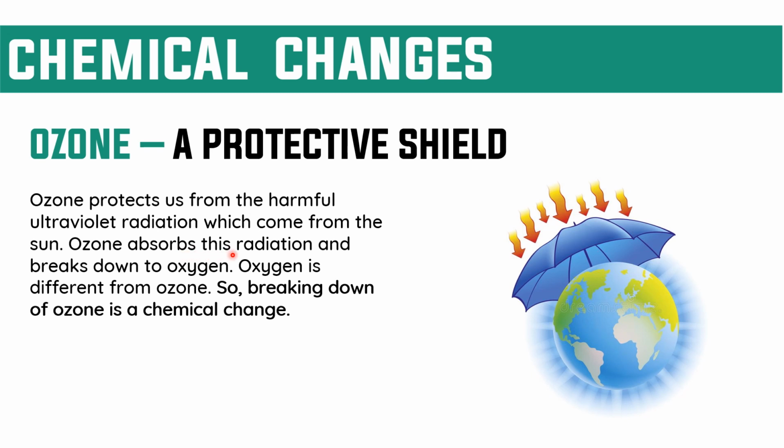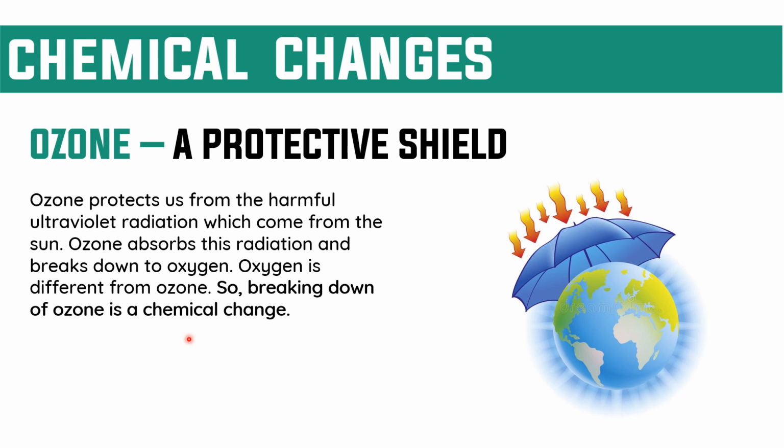Ozone absorbs this radiation and breaks down to oxygen. So what is the chemical process happening here? Ozone absorbs the radiation emitted from the sun, and breaks down into oxygen. Oxygen is different from ozone. Ozone is actually O3. When it absorbs the radiation, it breaks down to form oxygen. So the breaking down of ozone is a chemical change. Chemical change means a new product is formed.